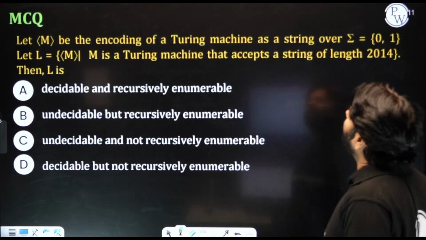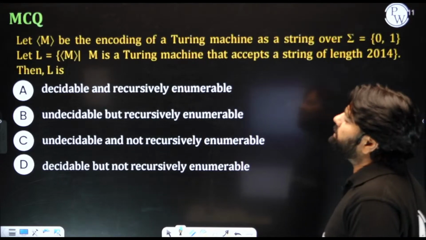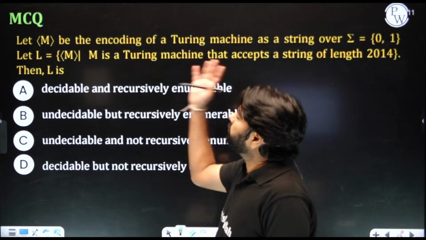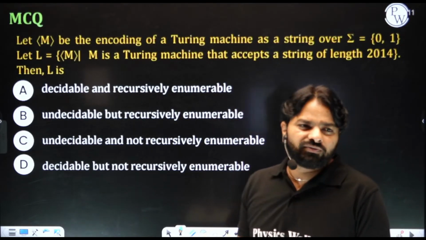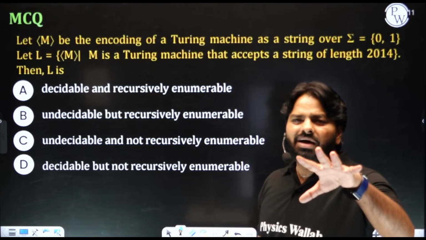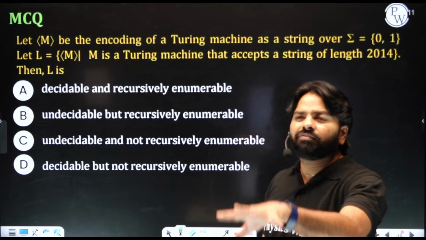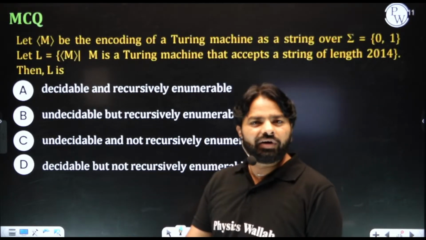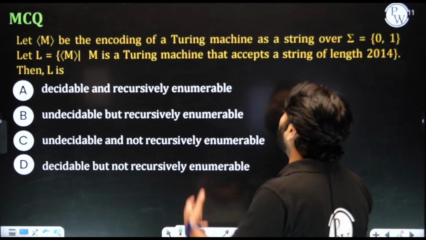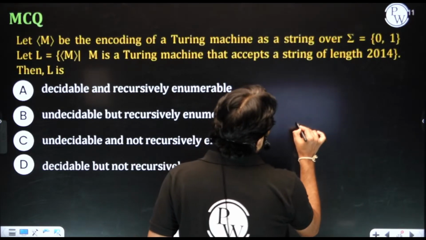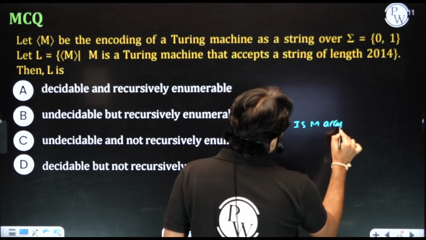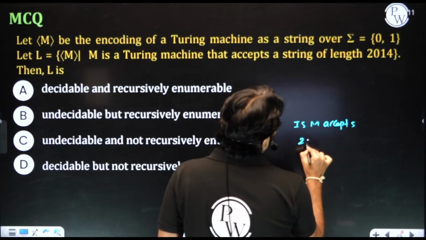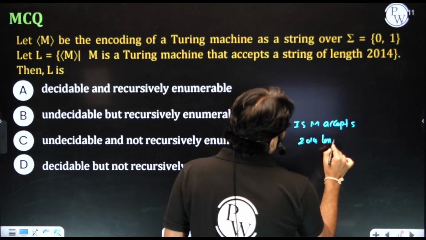Let M be the encoding of a Turing machine, a string over 0 and 1. Let L be the set of all Turing machines where M accepts a string of length 2014. So whether a given TM accepts a string of 2014 length, can you find, right? First, that is very important. Whether M accepts a 2014 length string.